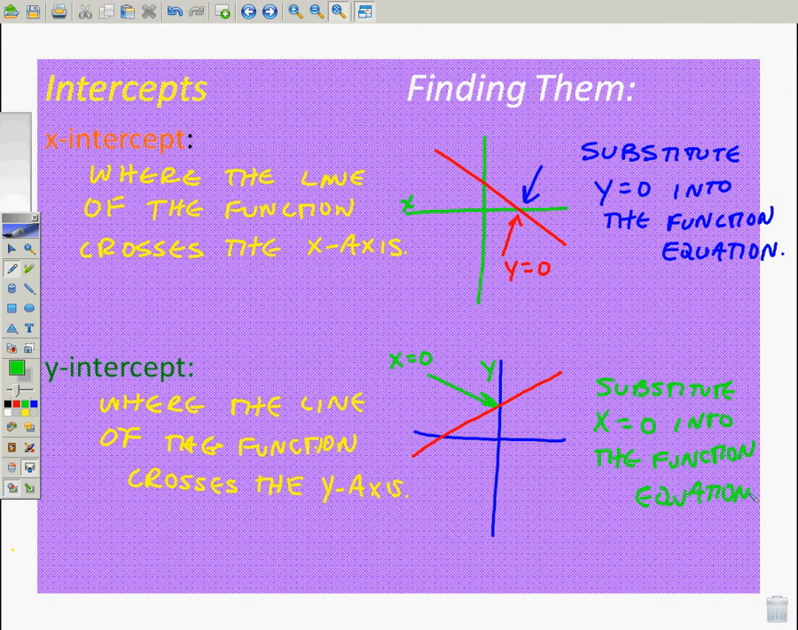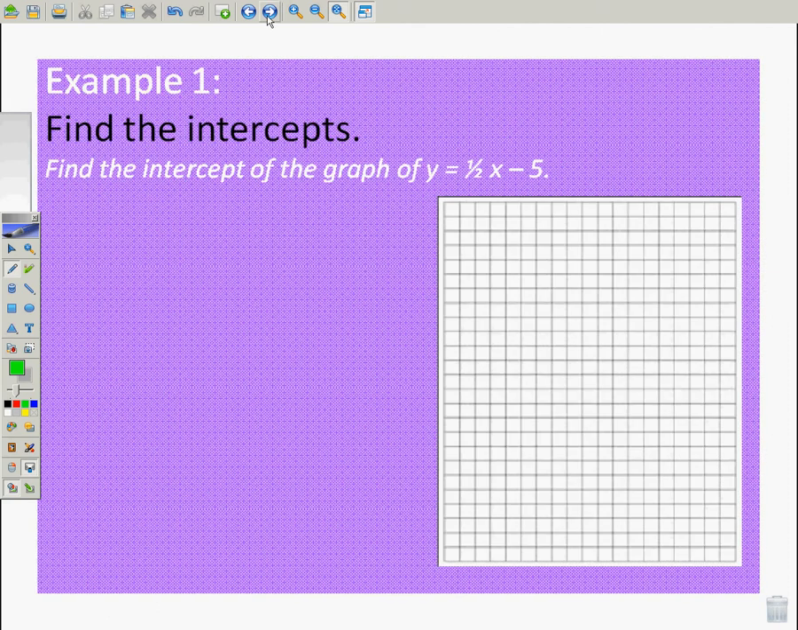Okay, I'm substituting in those things in hopes that it will help me find these intercepts. It's opposite. To find the x-intercept, you put in y equals 0. To find the y-intercept, you put in x equals 0. So here we go. We're going to find the intercepts of the graph of y equals 1/2 x minus 5.